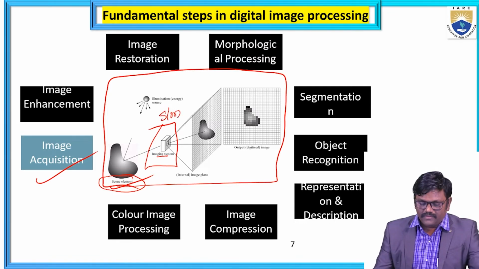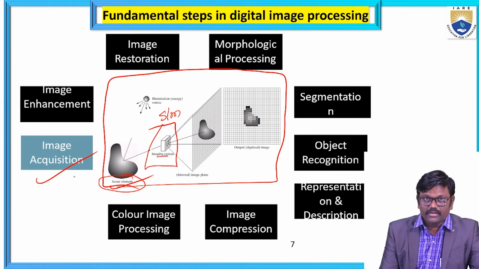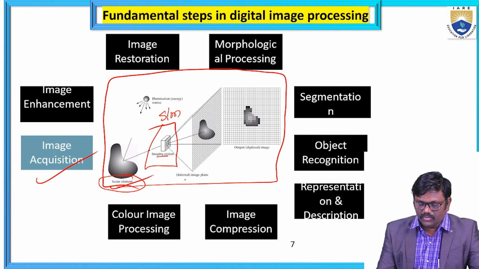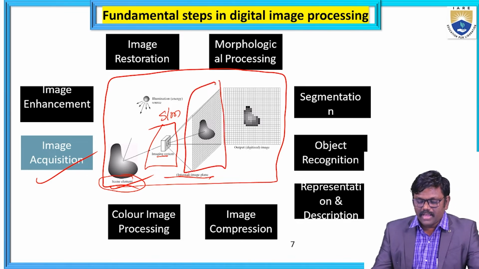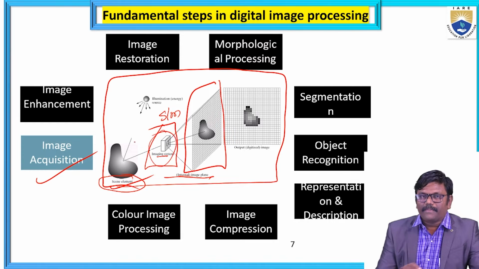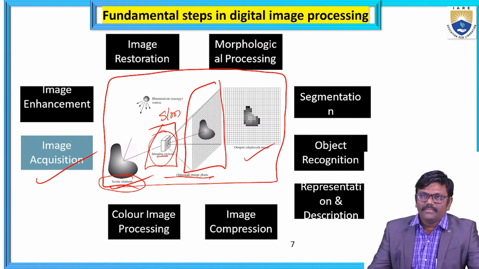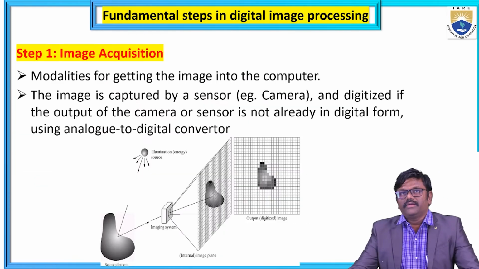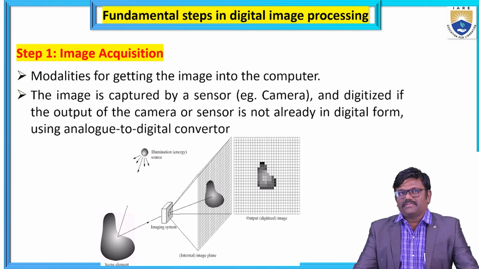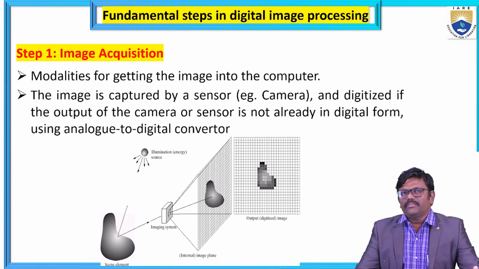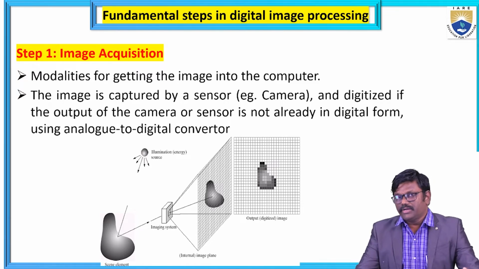Okay. So this system, in terms of image acquisition, then goes to the internal process of the image plane. This is the image plane. And based on this system's operation, you are going to get the output of the digital image. How do we get it? Let's see. Image acquisition is the first step in digital imaging system. These modalities are for getting the image into the computer, entering the digital computer system.